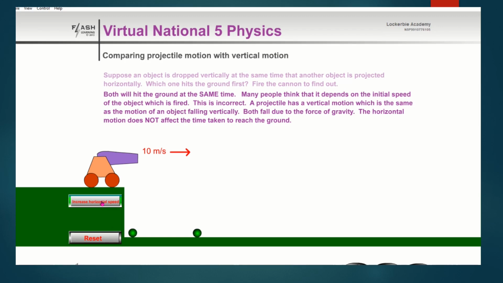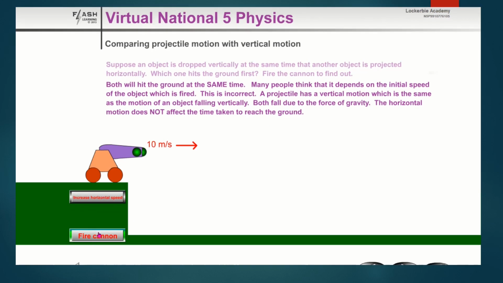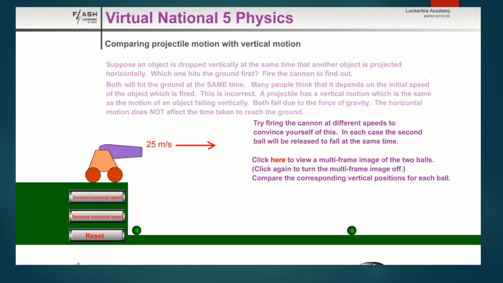Let's try that again, and this time we're going to increase the horizontal speed, and we'll repeat it. Try firing the cannons at different speeds to convince yourself of this. In each case, the second ball will be released to fall at the same time. If we click, you can see a multi-frame image of the two balls.